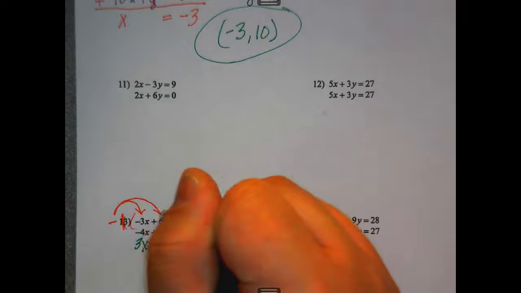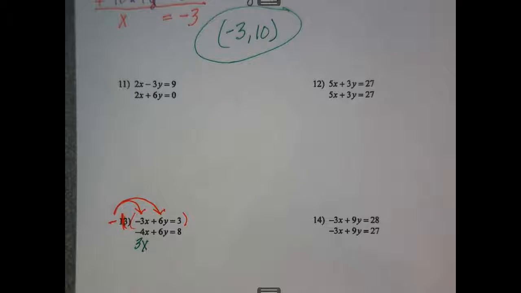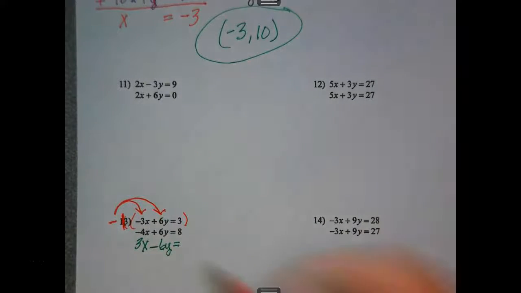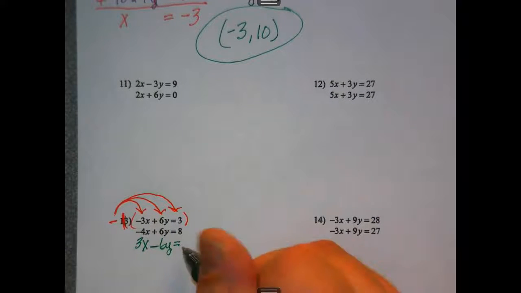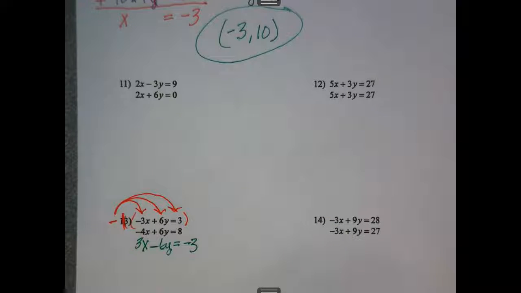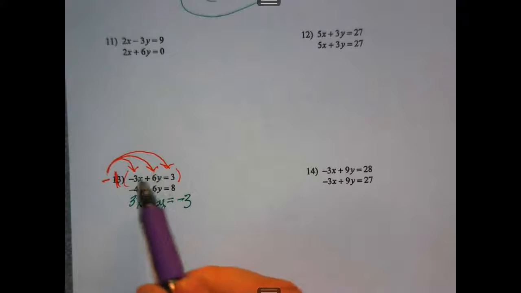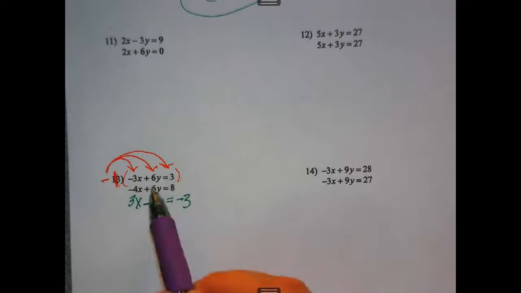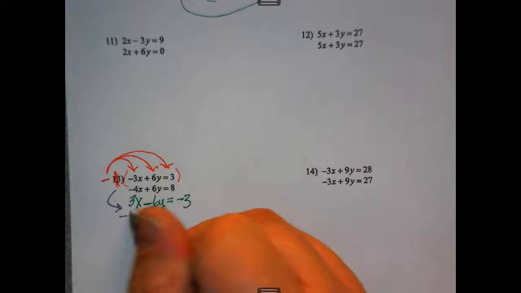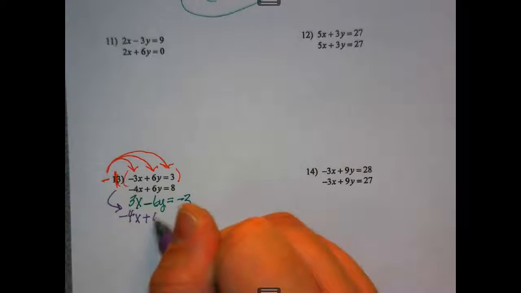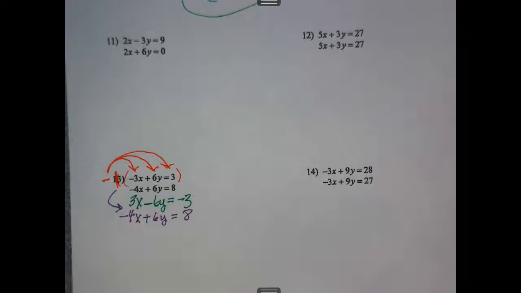Negative 1 times positive 6y is negative 6y. Negative 1 times 3 is negative 3. You could either leave it, if you're neat enough, you don't have to rewrite the equations, but I'm going to for teaching purposes. I have negative 4x plus 6y equals 8.